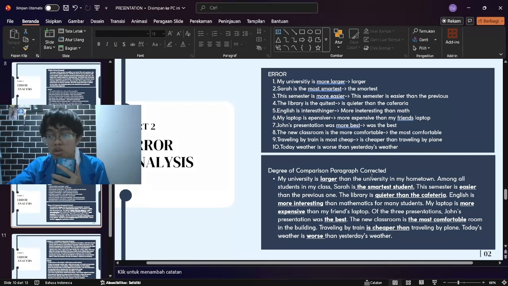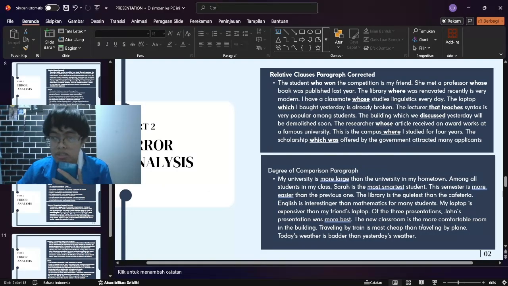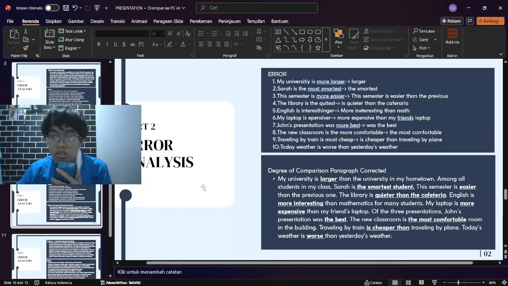Today weather is worse than yesterday weather. Yeah, so I think I forgot to write this. So basically the 10th one, change the "today's weather is better" to "today's weather is the worst". I forgot to write that. Okay, so the third one, oh no, this is the degree of comparison paragraph corrected.